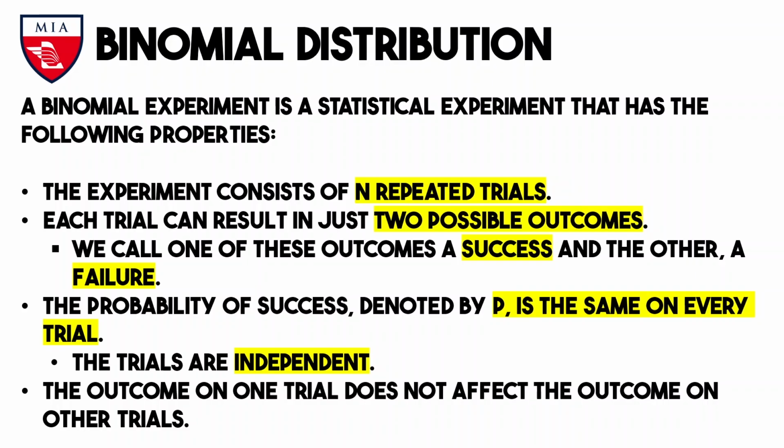Next we have the binomial distribution. The experiment consists of n repeated trials. We have two possible outcomes: outcomes of success and outcomes of failure. Also, the probability of success, denoted by p, is the same on every trial. And always remember that the trials are independent. We will explain later on. We will have examples in order for us to determine how to solve a certain problem under the binomial distribution.